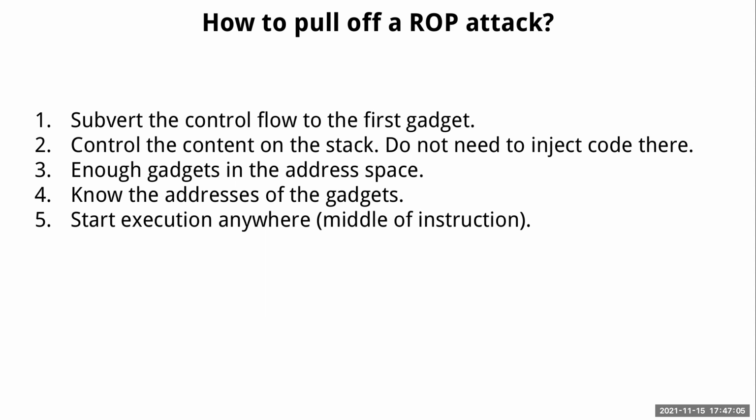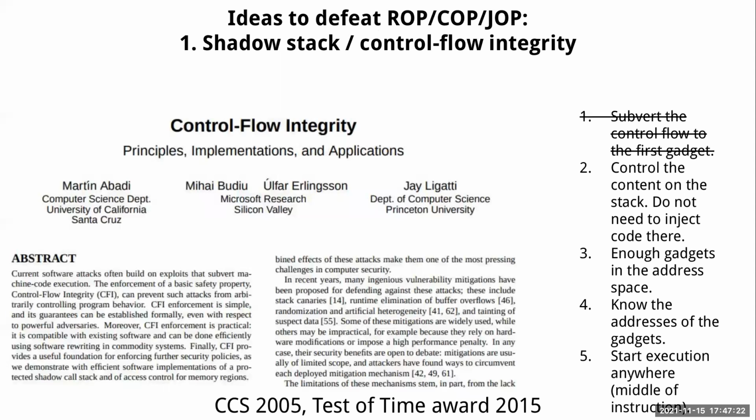In the last almost 10 years, there have been many approaches that try to take one or several of these conditions out, so attackers cannot do this attack. The first defense technique we already started on is the shadow stack, because a shadow stack can protect the return address on the stack. So if we have a shadow stack, you cannot even subvert the very first control flow. You cannot even give control to your first gadget.